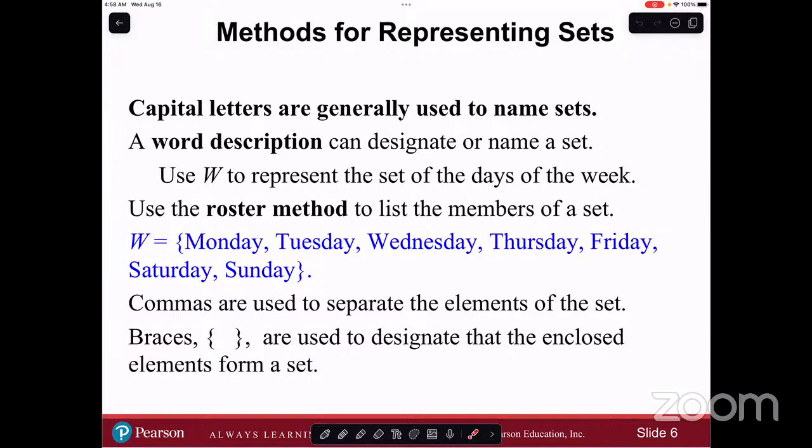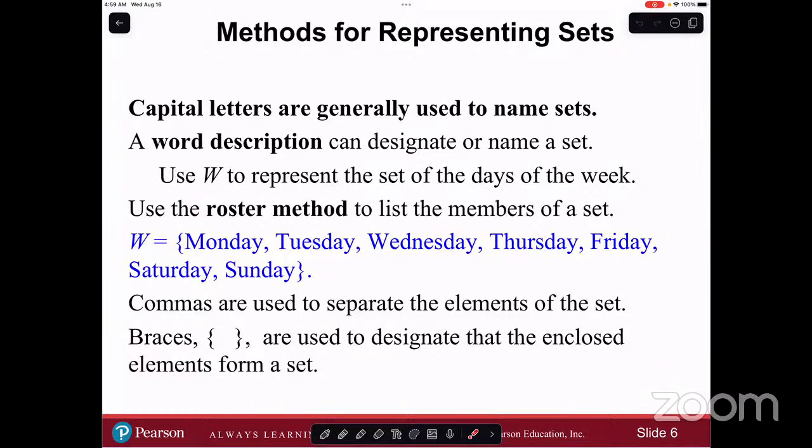Notice this symbol here, it just means it's like "is a set of." So it's like W is a set consisting of Monday, Tuesday, Wednesday, Thursday, Friday, right? This curly bracket just means a collection of objects. So commas are used to separate the elements of the set, and then curly brackets or braces are used to designate that the enclosed elements form a set, right?